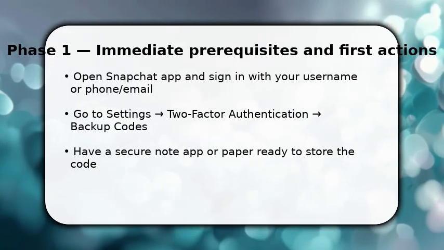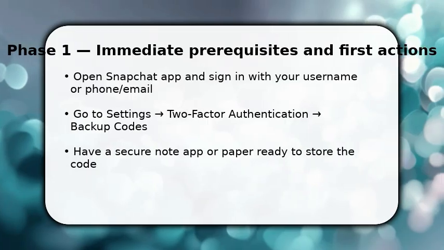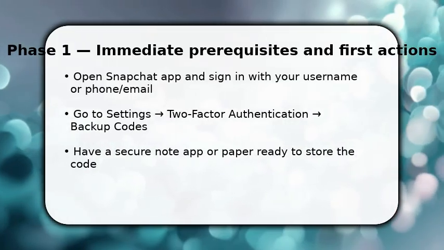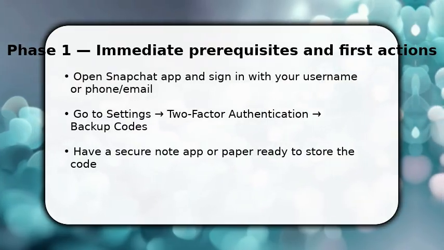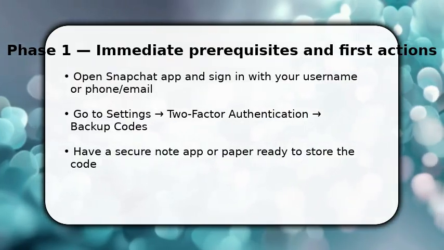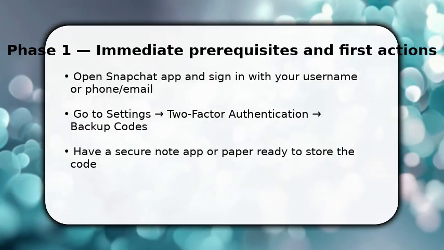You begin by opening Snapchat and confirming you are signed in. This step ensures Snapchat recognizes your device. Next, go straight to Settings, choose two-factor authentication, then backup codes. You are now at the generation point.